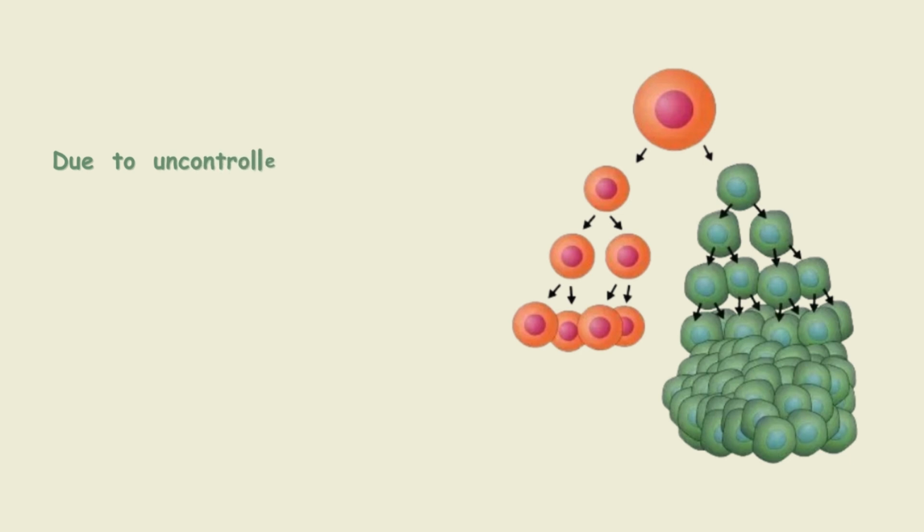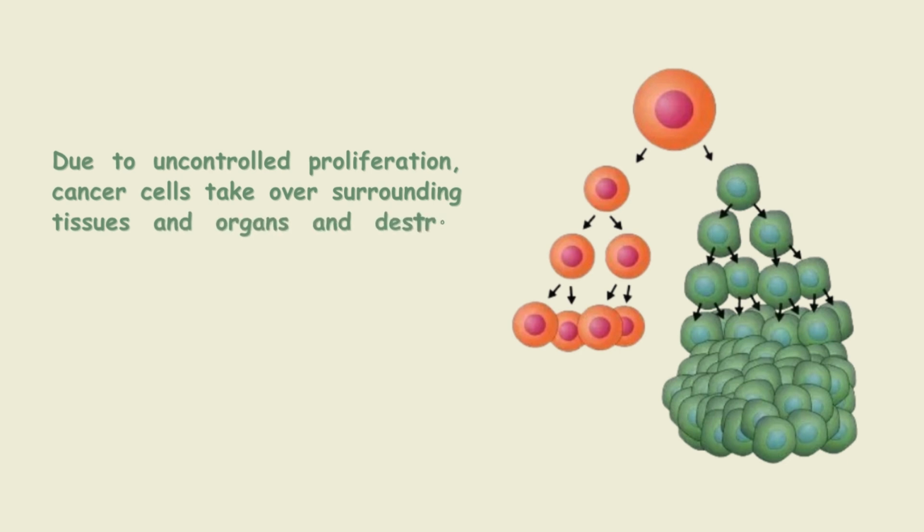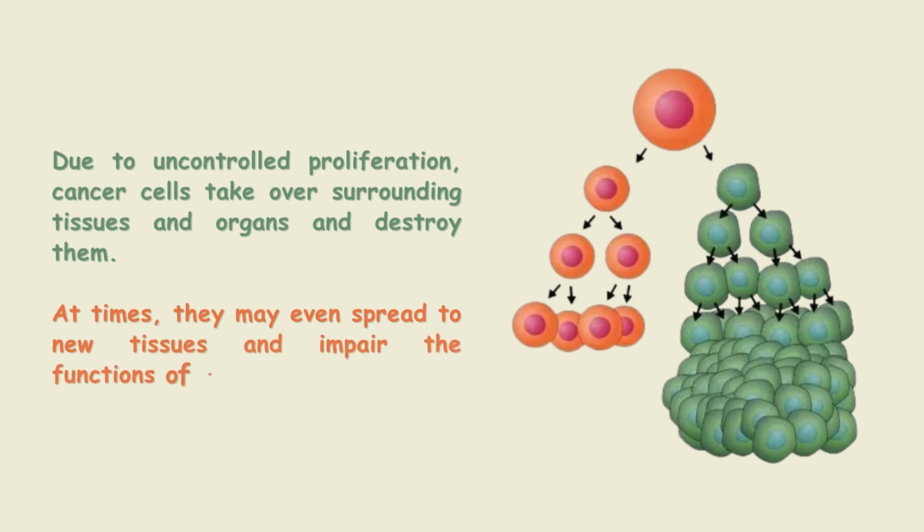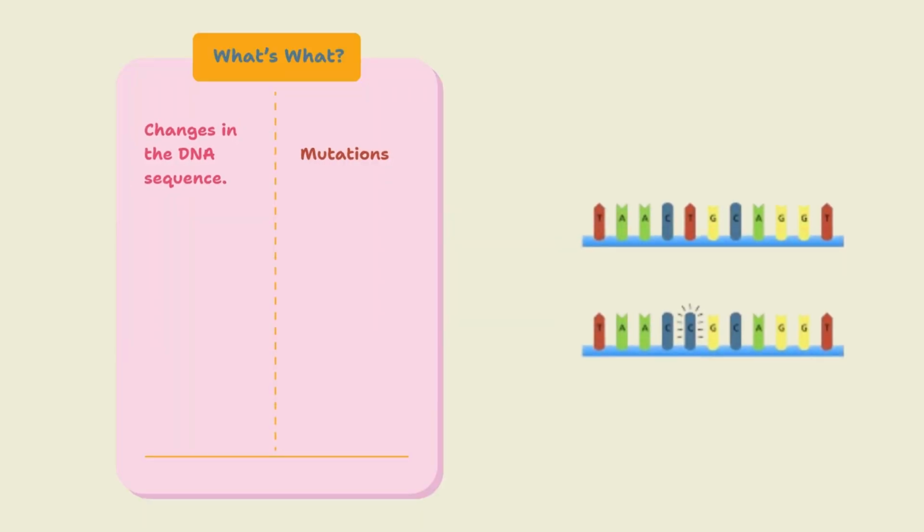Moreover, the uncontrolled proliferation of cancerous cells wreaks havoc as it causes the cancerous cells to take over surrounding tissues and organs and destroy them. At times, they may even spread to new tissues and impair the functions of more than one organ. These alterations in genetic code are termed mutations, and the agents responsible for inducing mutations are known as mutagens. Even seemingly minor changes in the genetic code can have profound effects on cell function, such as the loss of control over the cell cycle, ultimately resulting in cancer. Mutagens capable of causing cancer-inducing mutations are referred to as carcinogens.